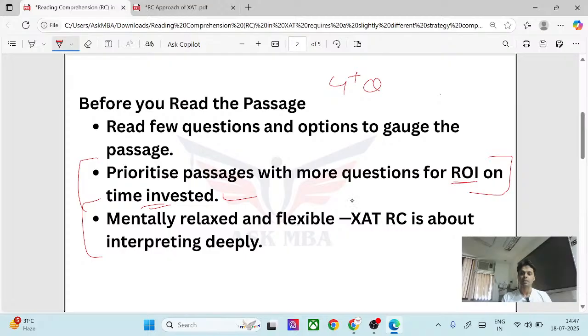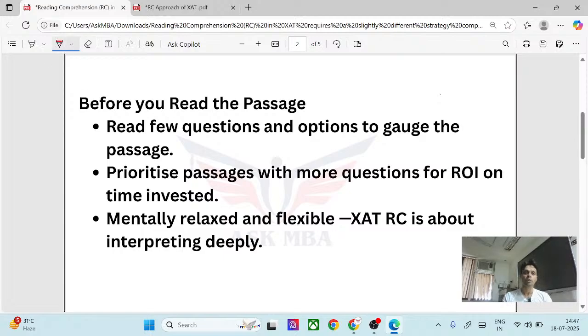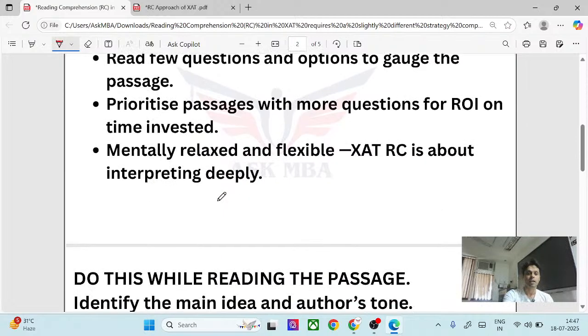Be mentally relaxed and flexible. XAT RC is about interpreting deeply. You need to be mentally calm, relaxed and flexible. XAT RC is about understanding the passage in depth, not just going through it. In the CAT exam, even if you've got a basic idea, you can answer the questions. But in the XAT examination, you need to get into the depth of the passage. That is why many students say that the XAT examination is difficult and whatnot. I'll not say it's difficult, but yes, it is definitely different from the CAT exam. So if you want, you can get in touch with us, and of course I'll train you for that.